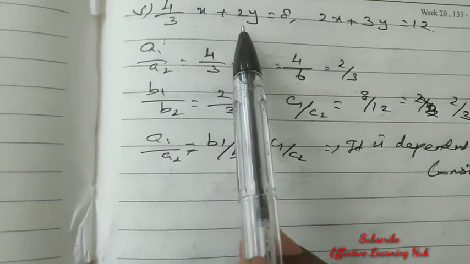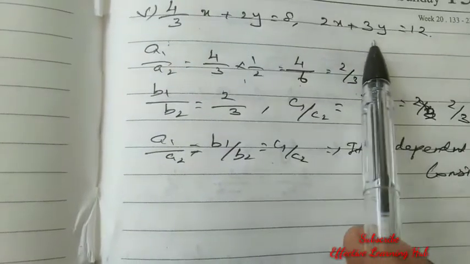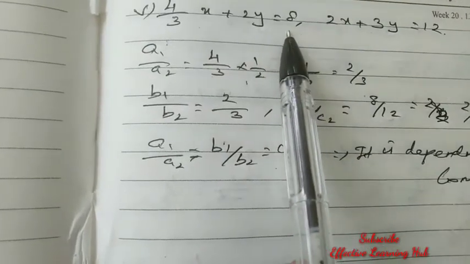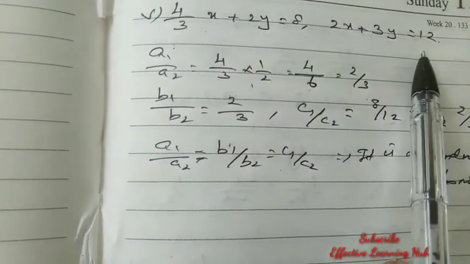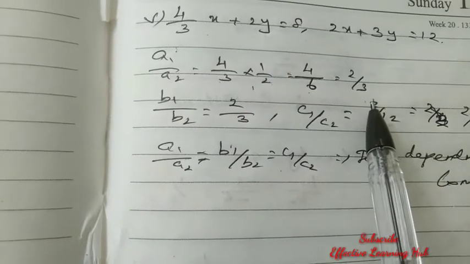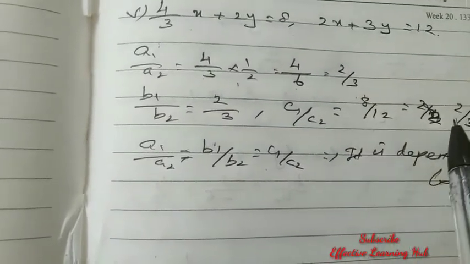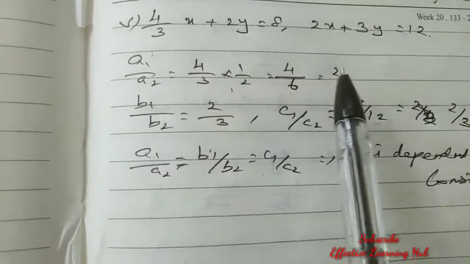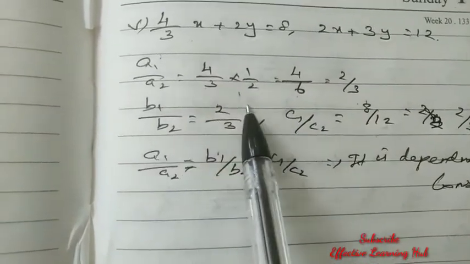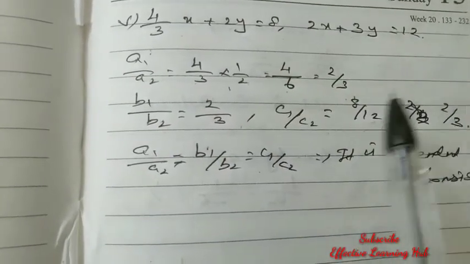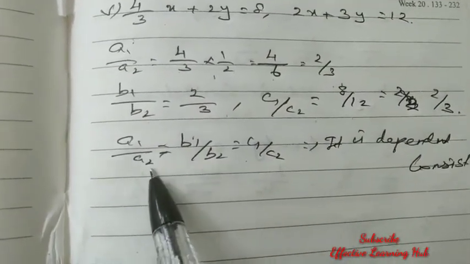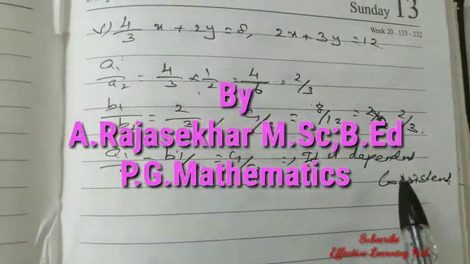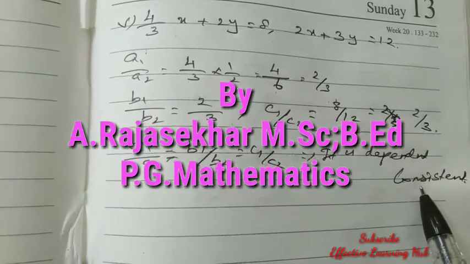Next b1 by b2: b1 value 2, b2 value 3, 2 divided by 3. c1 by c2: c1 value 8, c2 value 12, 4 table, 2 4s are 8, 3 4s are 12, so 2 divided by 3. Here, listen: a1 by a2 answer 2 by 3, b1 by b2 2 by 3, c1 by c2 2 by 3, both are equal. So a1 by a2 equal to b1 by b2 equal to c1 by c2. It is dependent and consistent.